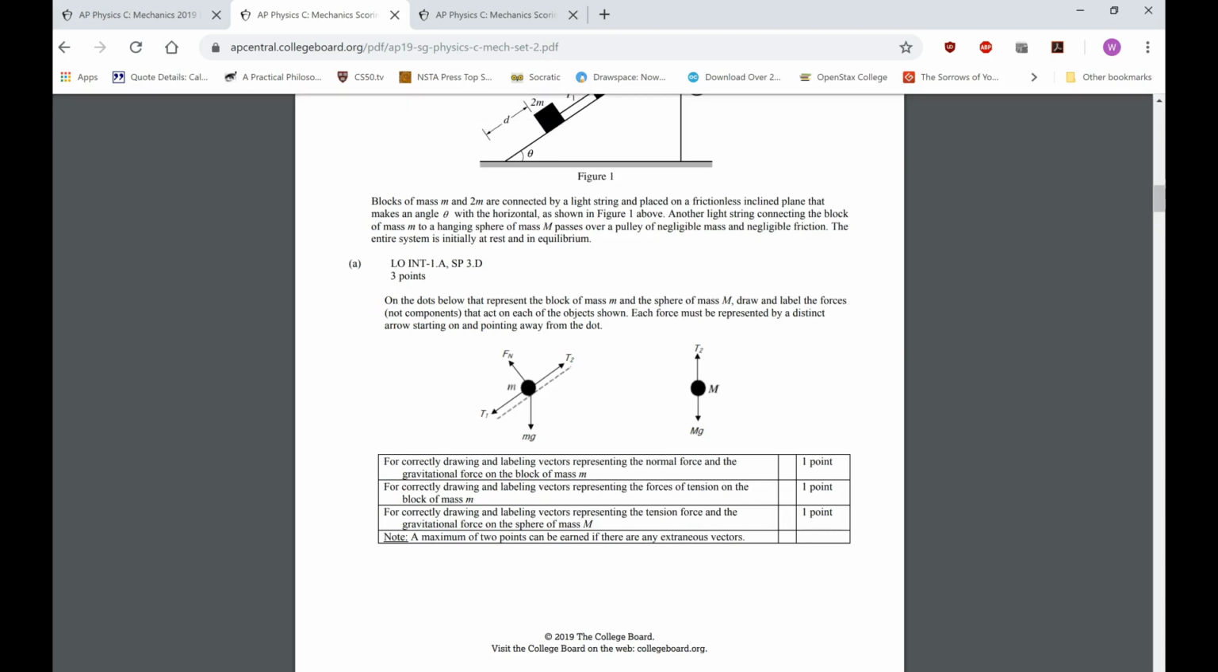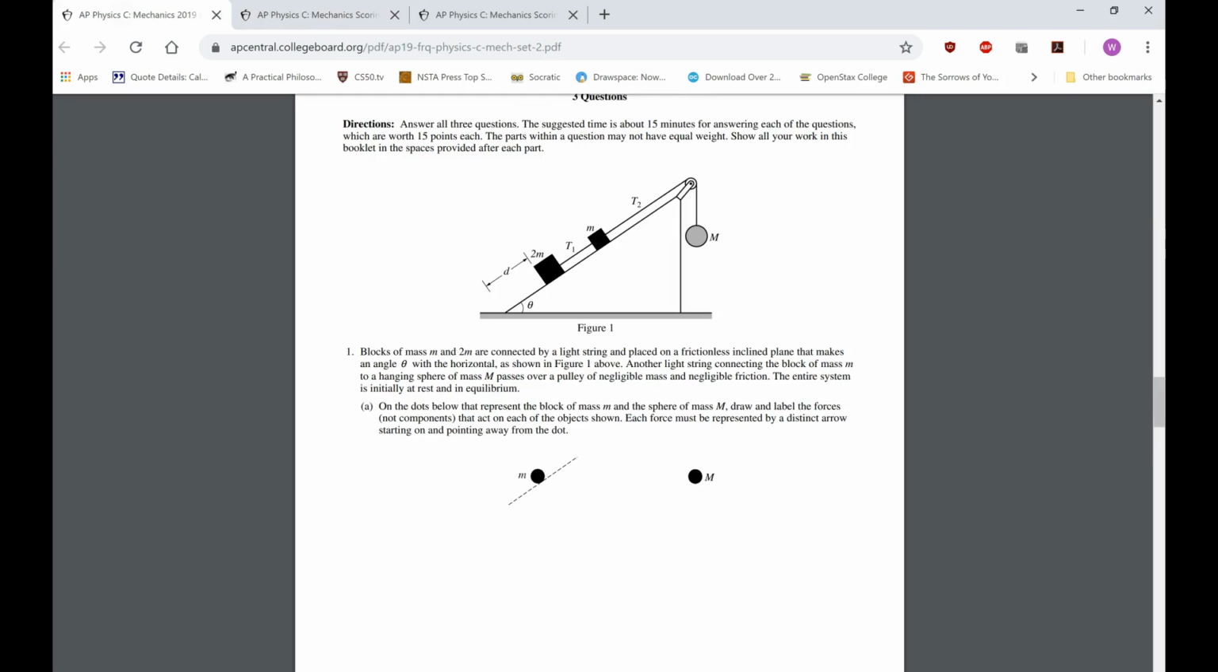And for correctly drawing and labeling vectors representing the tension force and the gravitational force on the sphere of mass capital M. So did you do this one correctly? That's your third point. Note that you lose a point if you draw extraneous vectors. So if you, for example, put friction on this block lowercase m, you would lose a point.